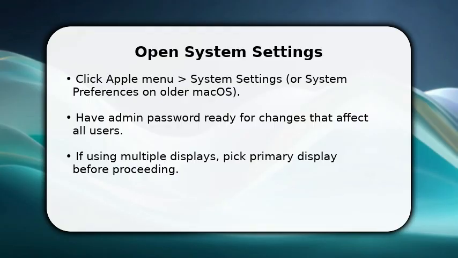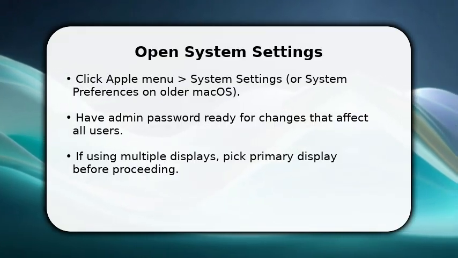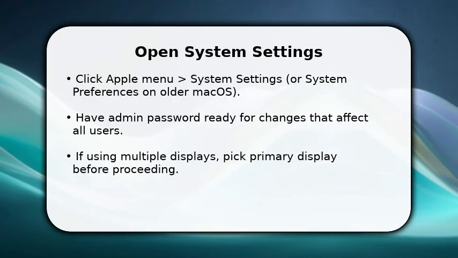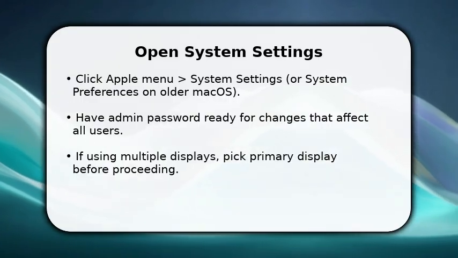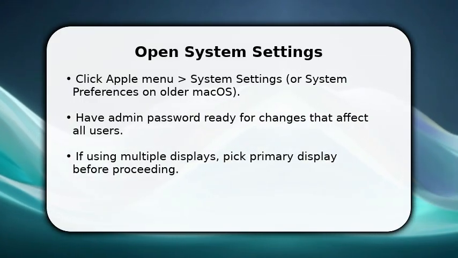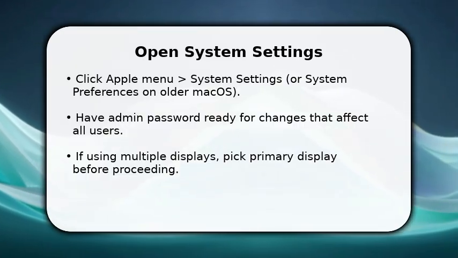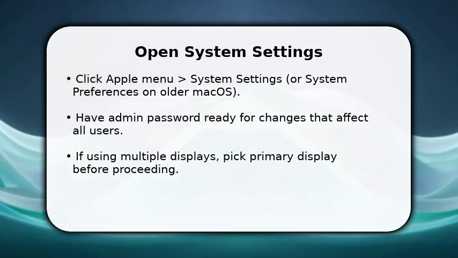Once opened, locate the sidebar and scroll to General, then Language and Region. On older macOS, it's Language and Region directly in System Preferences. This gets you straight into the control panel that lists preferred languages and regional formats.